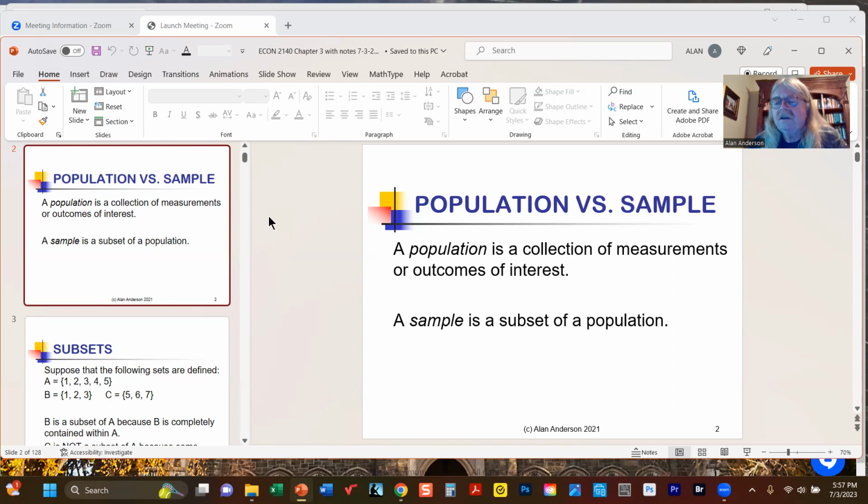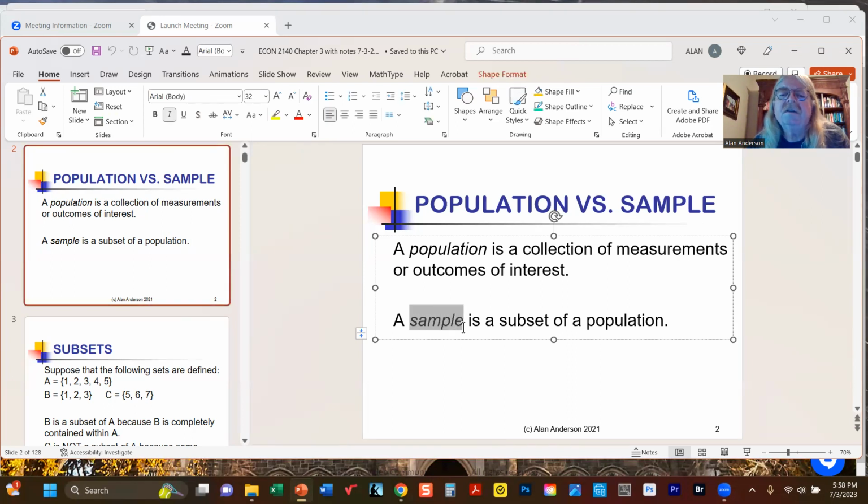Now, the unfortunate reality, though, is that 330 million people is a lot of people. It could take a long, long time to actually gather together the ages of everybody who lives in the country. So what do they do instead? Usually, in order to save time, they'll draw what's called a sample from the population. And the sample itself, think of it as a subset of the population. In other words, it's a smaller piece of the entire population.